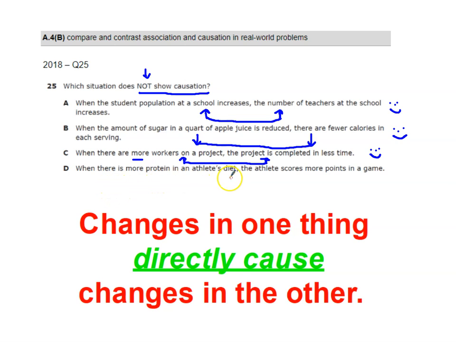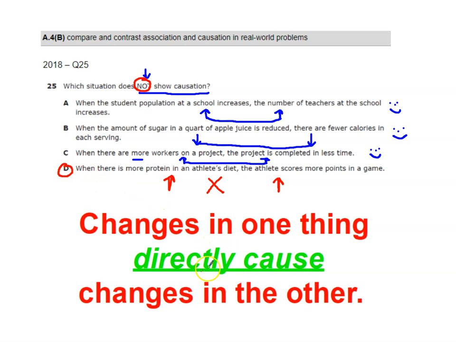When there is more protein in the athlete's diet, the athlete scores more points. Now we could say, well, more protein means more points, but think of it this way. Does the protein directly cause the athlete to score more points? In this case, it does not. It's about the athlete's skill and how good they are in the game. It's not based off the protein in their diet, okay? So, although it does seem like they have an effect, it's just an association, or what we call a coincidence. Therefore, it is not causation. Therefore, my answer is D.